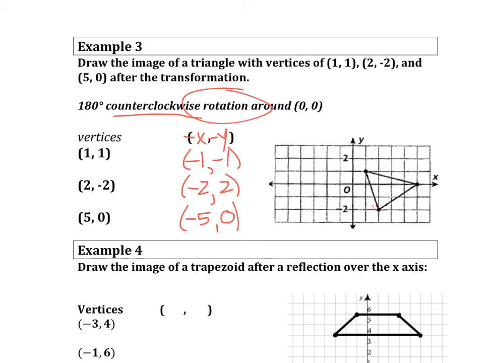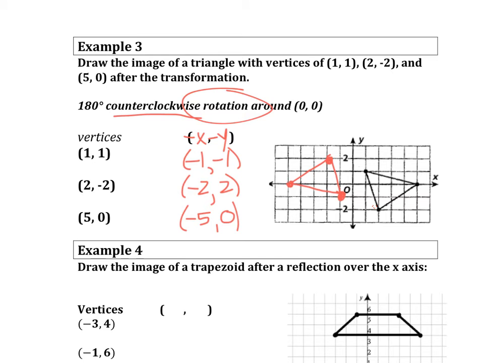(-1, -1). So that's here. (-2, 2) here. (-5, 0). So this would be a turn. Oh my gosh, that last line was terrible. I better erase it. That would be a turn, a rotation.